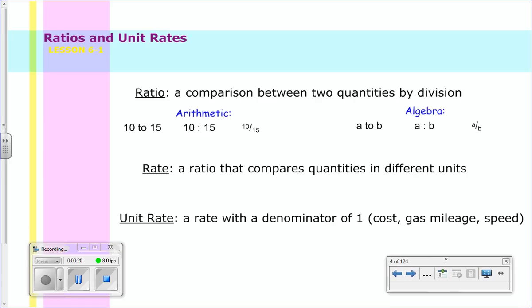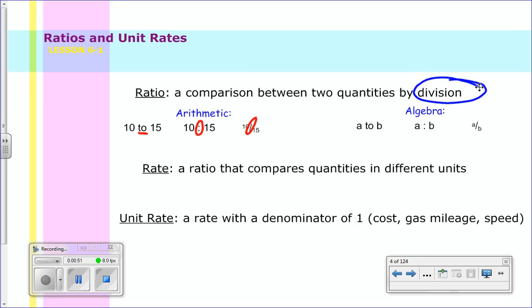So, to begin, I have a few definitions. First is a ratio. When we talk about a ratio, it's a comparison between two quantities. And the important idea here is the operation is division. And there are three ways you can show a comparison. You can write the word "to". So if I'm comparing 10 to 15, I could use a colon, or I could use a division sign. All of those are ways to show the comparison of 10 to 15.